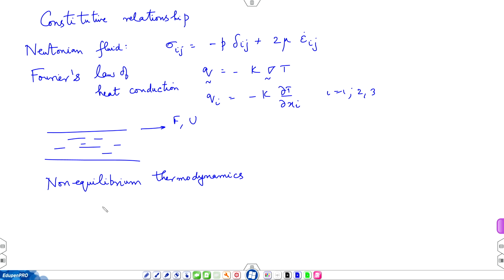Can you name one scientist or engineer who is associated with equilibrium thermodynamics? Give me one name, just one name from thermodynamics. Carnot. Some people say Carnot. I don't know if it is Carnot. I was told Carnot, so I am just repeating it. Yes. So, for non-equilibrium thermodynamics, the discussion starts with a less familiar name, Onsager.